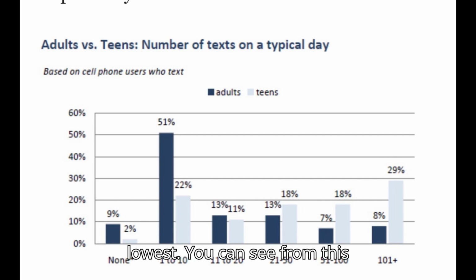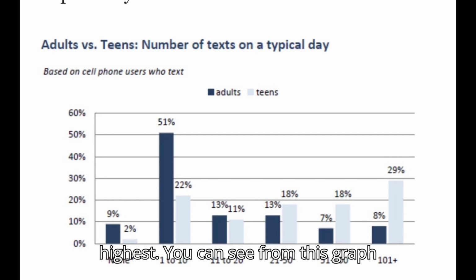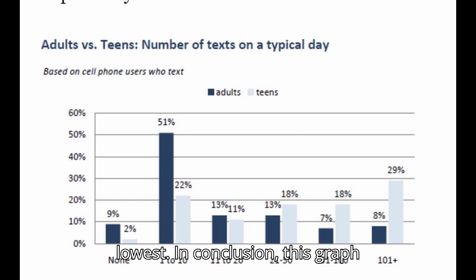You can see from this graph that, in 1 to 10, the value of adults is around 51%, which is the highest. You can see from this graph that, in 11 to 20, the value of teens is around 11%, which is the second lowest. In conclusion, this graph is very informative.